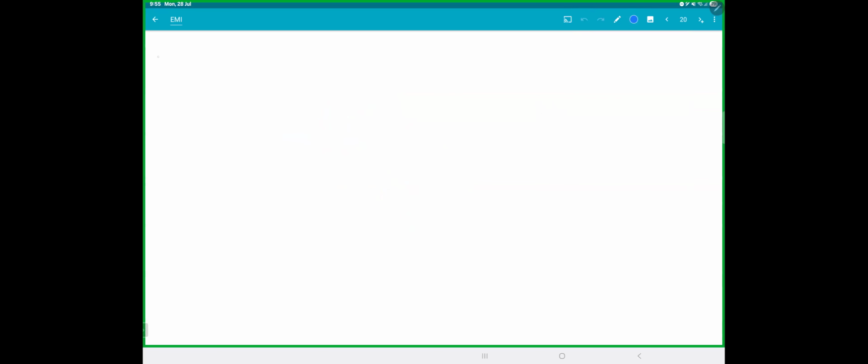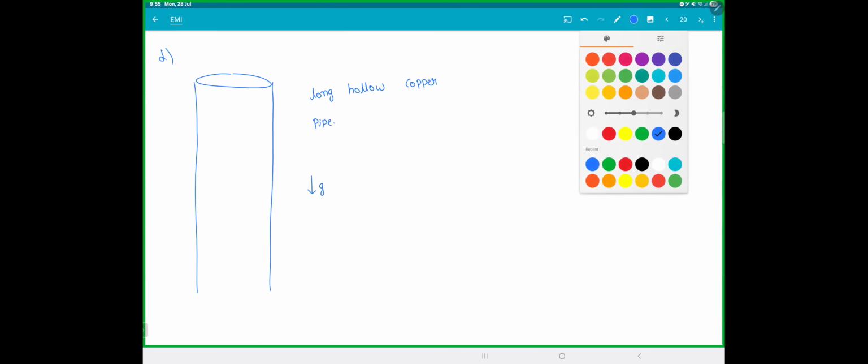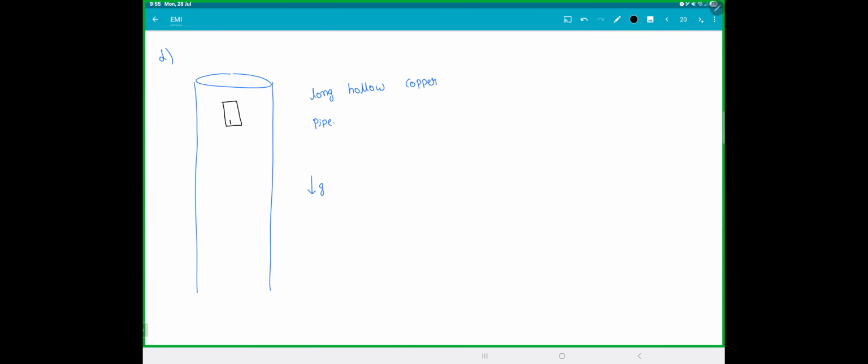What about this guy? This time, instead of a ring, let's say take a long copper rod. Long hollow copper pipe. Gravity is there. You took a magnet and you dropped it inside. Plot the velocity time graph. Something happens. Approximately plot the VT graph.